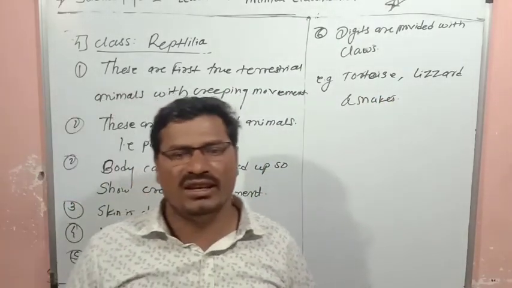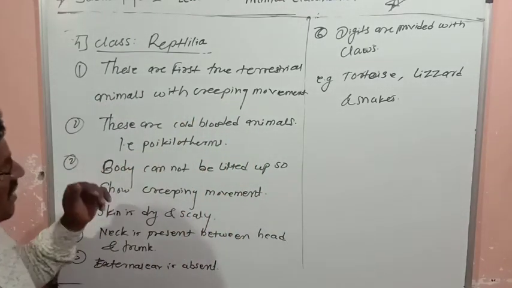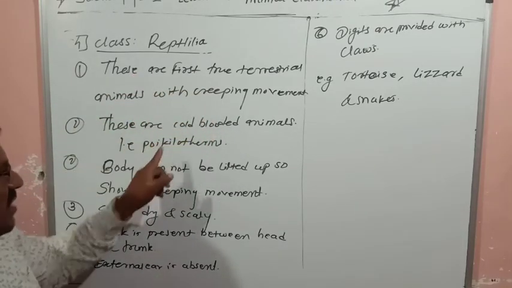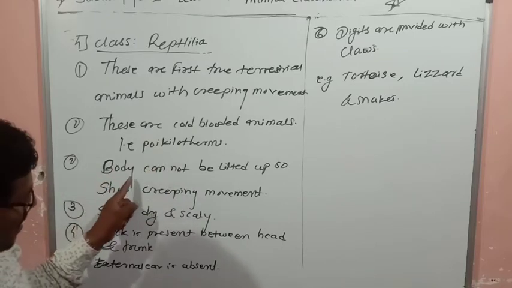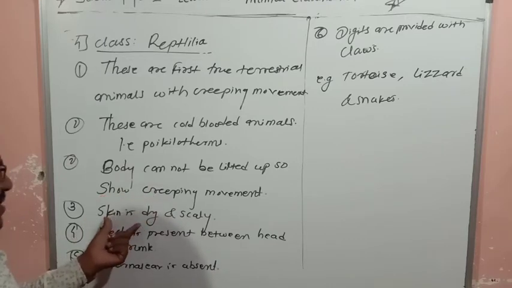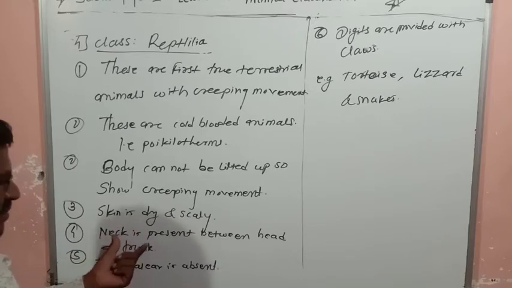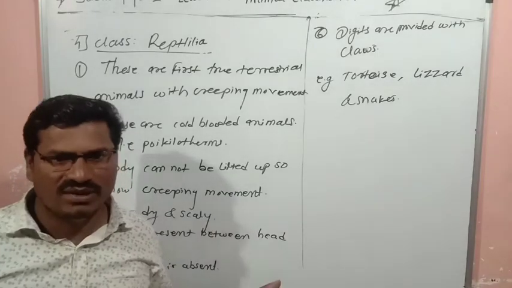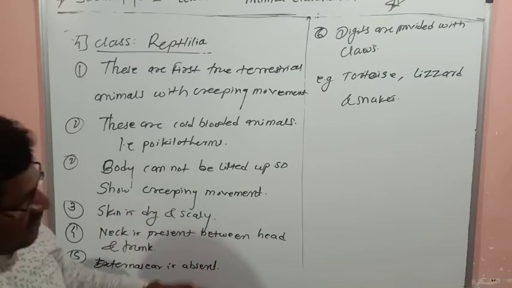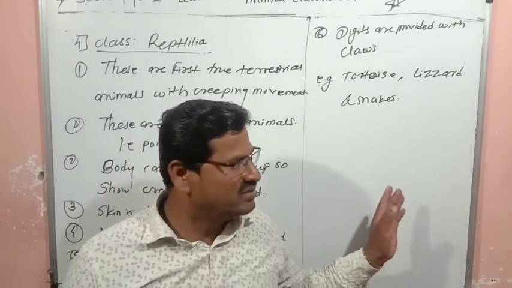So you have to draw the diagram of the lizard. The characteristics of the lizard: these are the first true terrestrial animals with creeping movement. These are cold-blooded animals, poikilotherms. Their body cannot be lifted, so they show creeping movement. Skin is scaly and dry. Neck is present between head and trunk. External ear is absent, and digits are provided with claws. The last one is the examples.